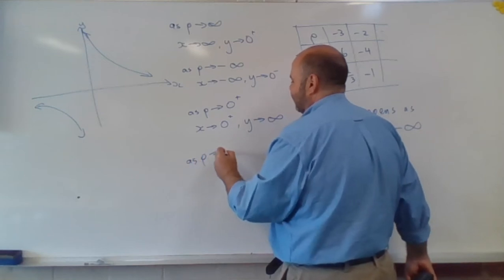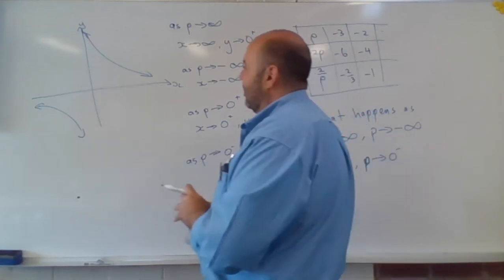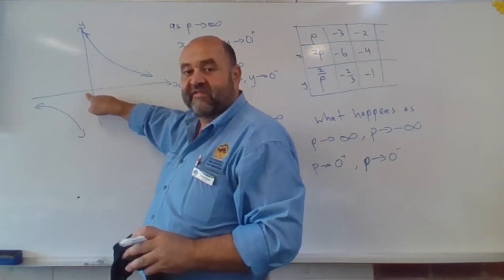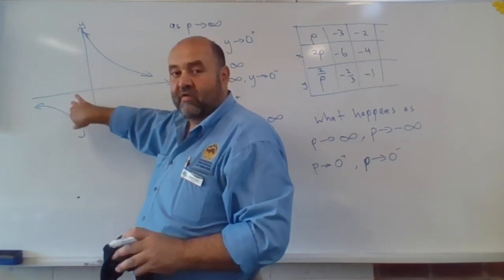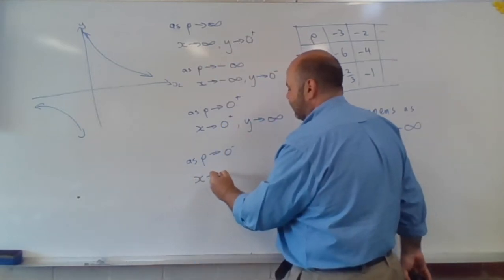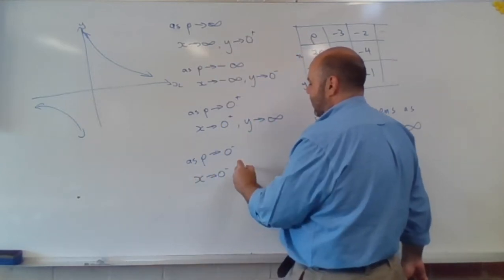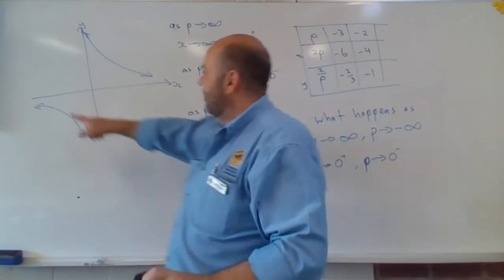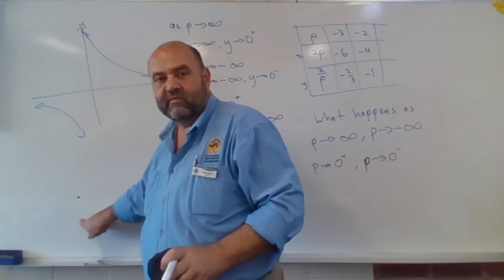As P approaches 0 from below, in other words, as our X values start to creep along here, X gets closer and closer to 0 from below, like from the negative side. X approaches 0 from below, and Y approaches negative infinity. Y gets lower and lower. Okay.